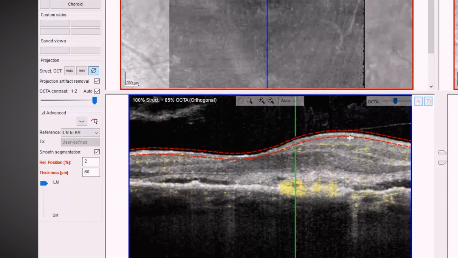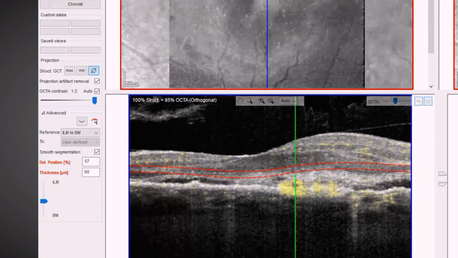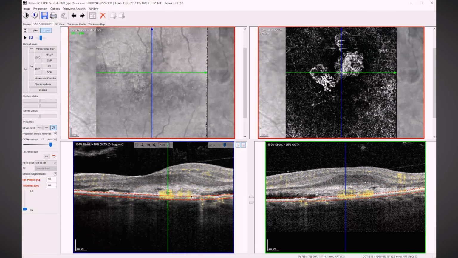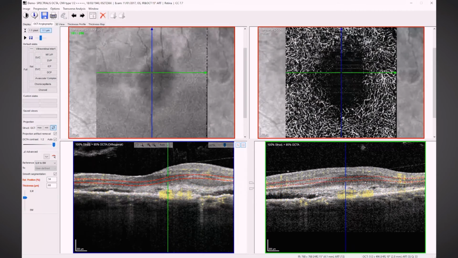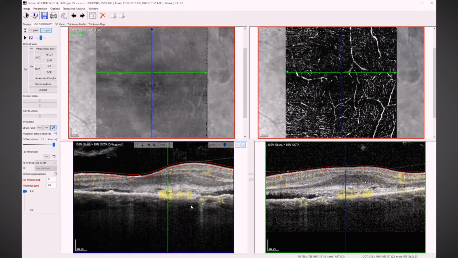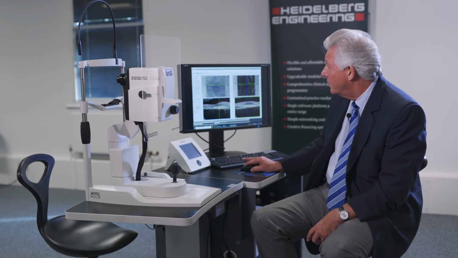And what I can do is drag that slab down through the various different plexus, and you can see how it morphs, it changes shape and starts to conform more to the RPE Bruch's membrane as you go down. So this is going to give you a much more consistent evaluation of each plexus as you go down through the retina. So it's a very important technical point that you need to make sure you're taking care of when you're looking at your OCT angiography.